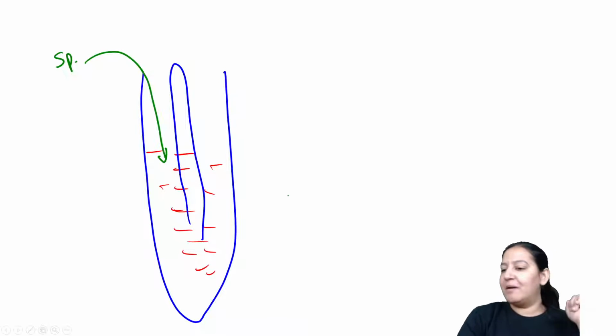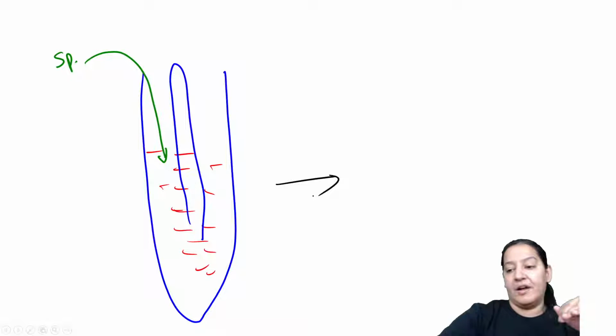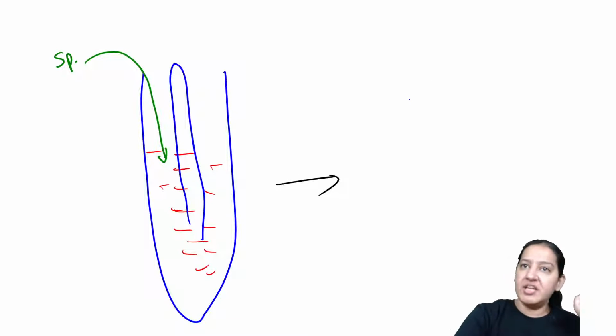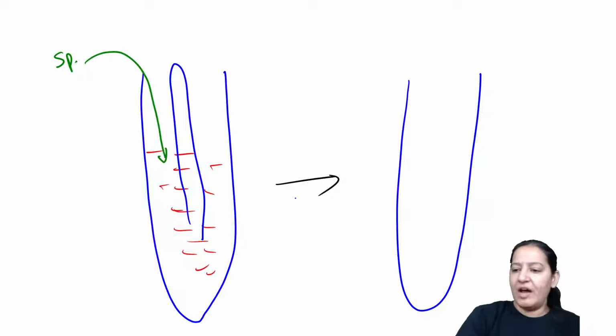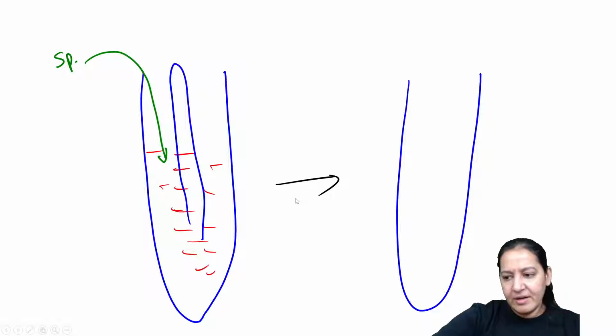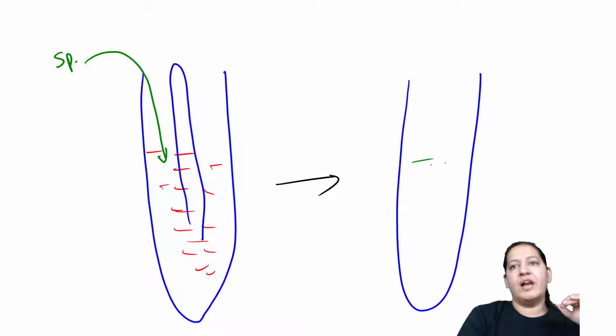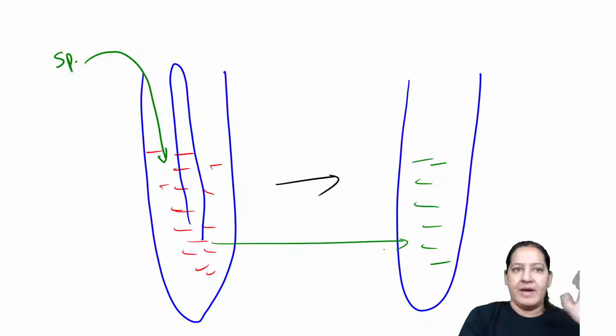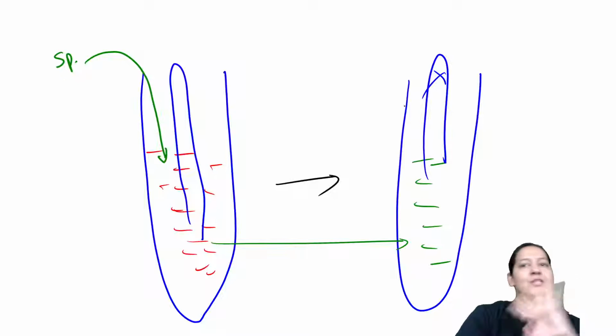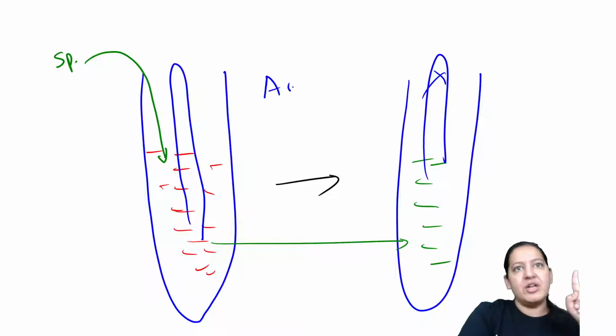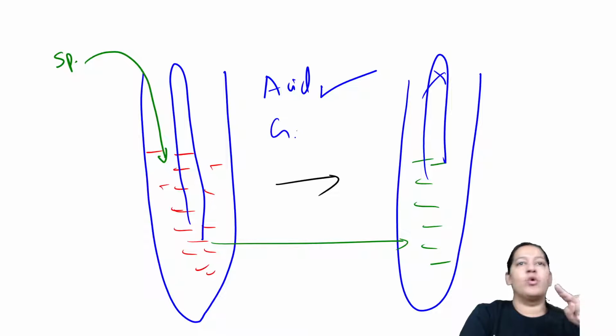On adding the specimen, what will happen? You tell me what will happen. The change in color of the sugar will take place. The sugar will change from red to another color. That is, acid is formed. Acid is formed, but you cannot see any bubbles in the Durham tube, so no gas is formed. So sugar fermentation takes place, acid formation takes place, but no gas formation takes place.